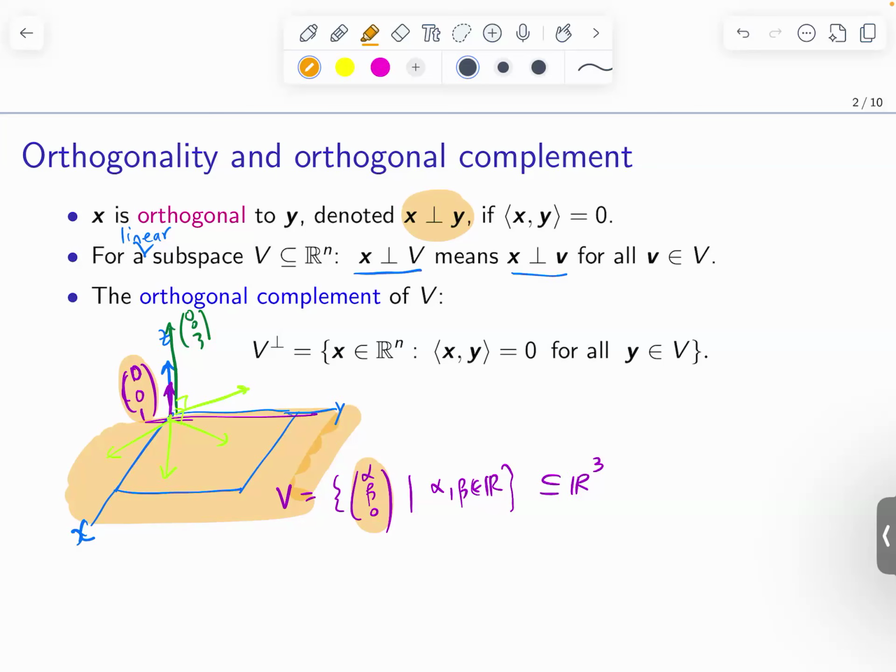Can you find any other vector? Is there anything in this direction that's orthogonal? Yes, there's one that points down. Yeah, okay, that's true, but I would say it's also considered in this direction. By direction I mean this entire line. So that's still in this direction, but negative.